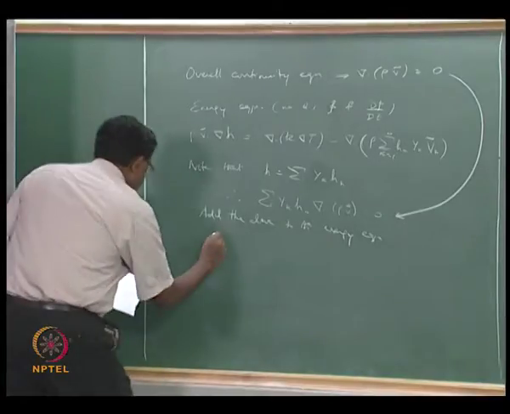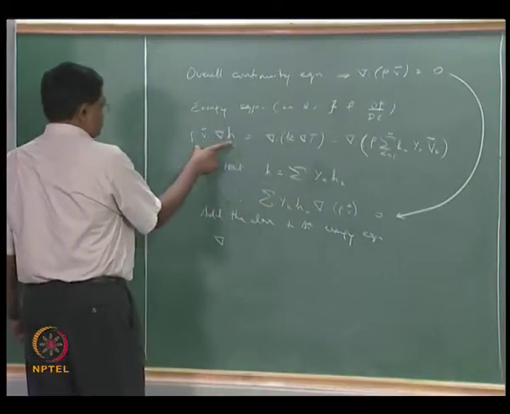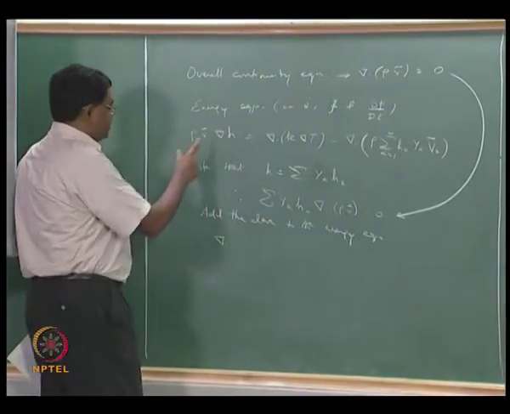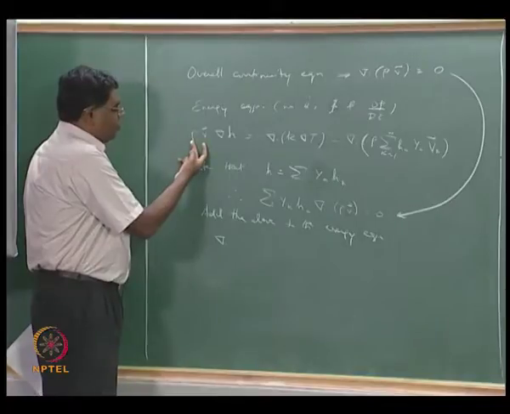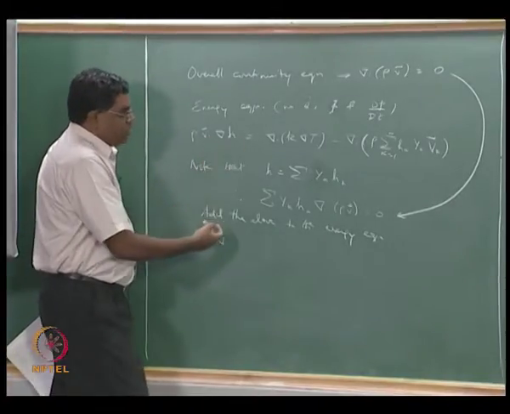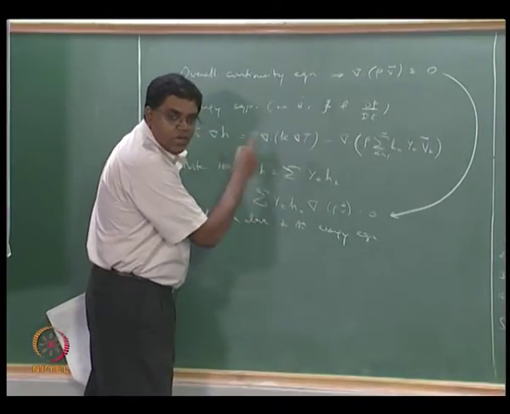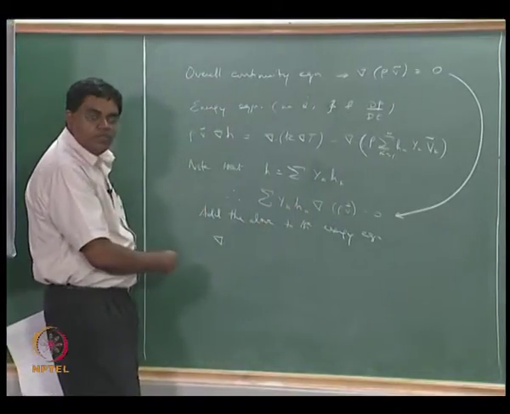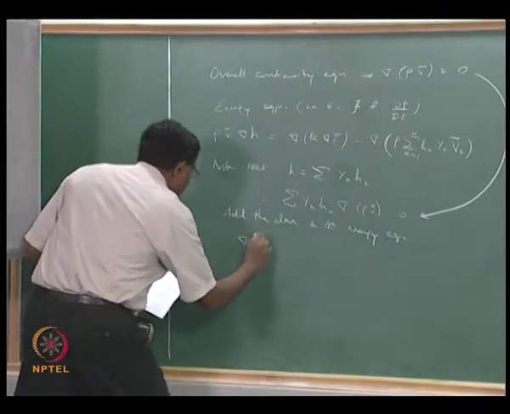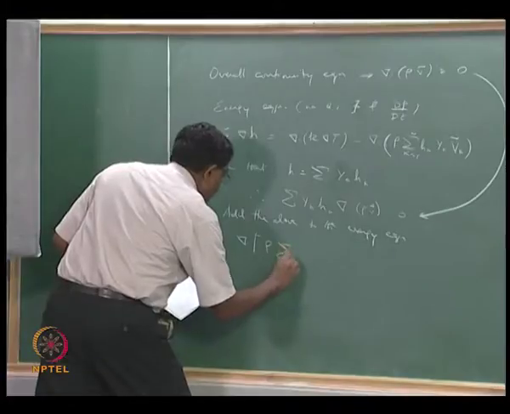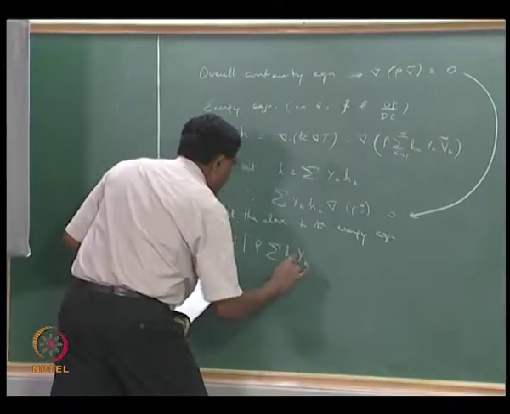And then you have, so what do you get? If I can now add this to this, which is essentially 0, I can now try to take the divergence out. You see, you have a rho v dot grad h here, and this is h times divergence rho v. So if you now add these two together, we can get a divergence of rho v times the h, you see. So I can get this divergence of rho v sigma hk yk, and then what happens?